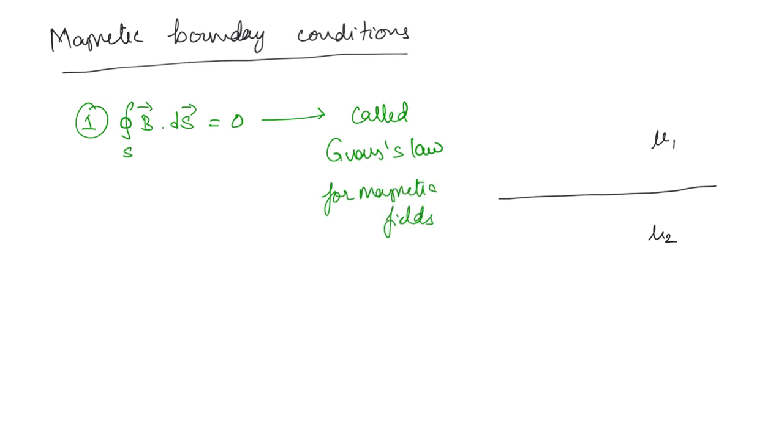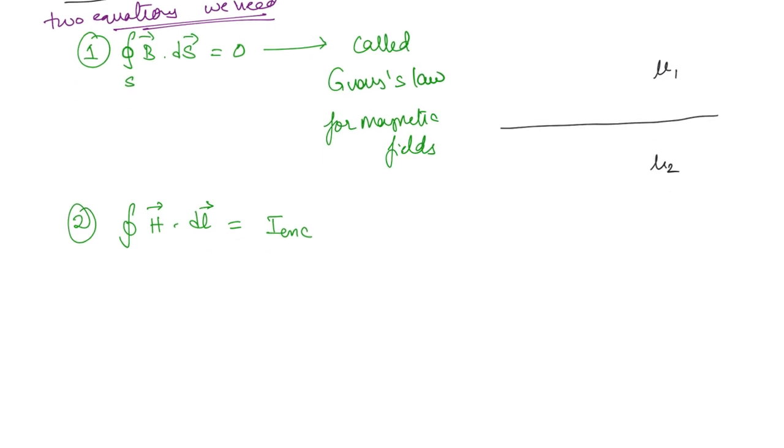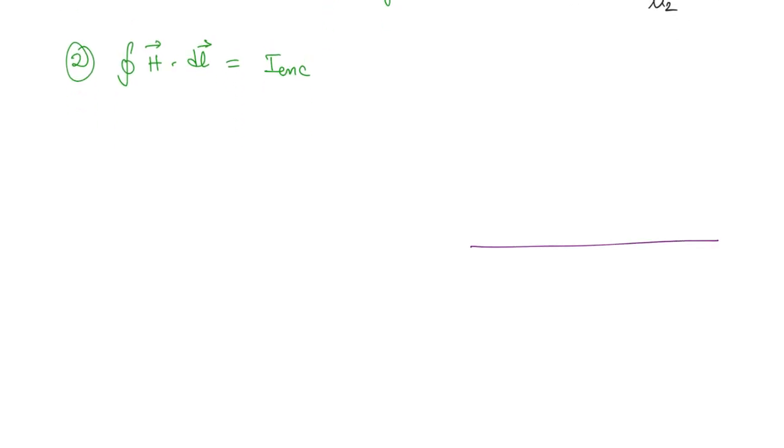This is one equation, and the second equation is the closed integral H bar dot dl bar, which is equal to the enclosed current. This is Ampere's law. So these are the two equations that we are going to use to derive the magnetic boundary conditions. So here we will take the boundary once again. This is the first region, the second region has permeability mu2, and the magnetic fields we can take here.